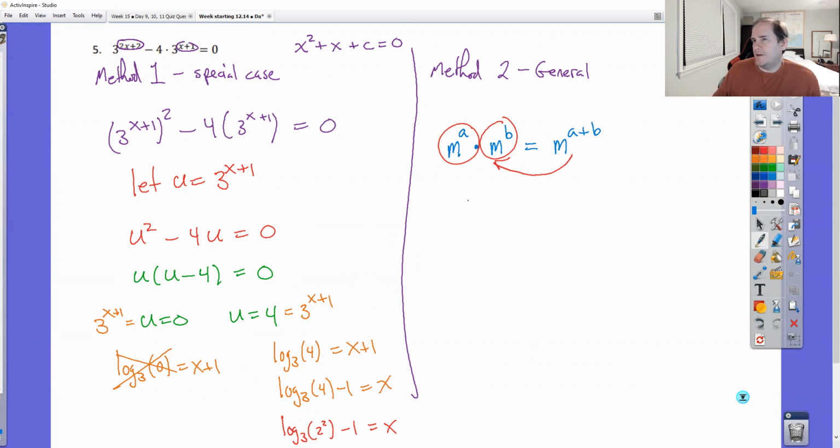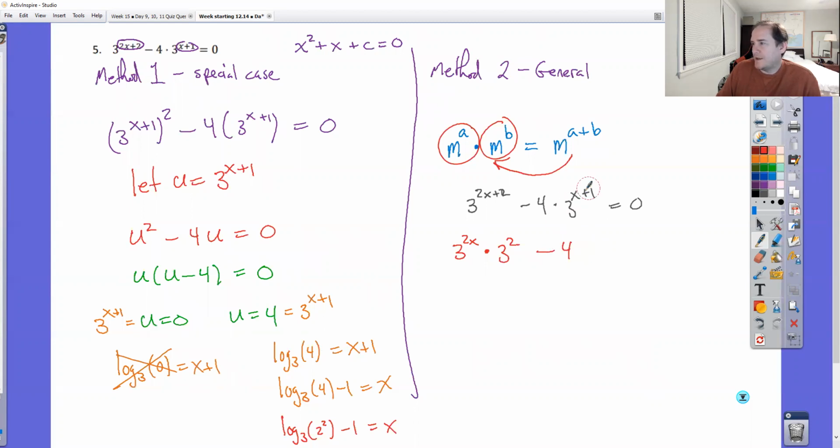So we're going to take 3 to the 2x plus 2 minus 4 times 3 to the x plus 1 equals 0. And what we're going to do is split it according to that rule. So this exponential could become 3 to the 2x multiplied by 3 to the 2. And of course, those would go back together and become 3 to the 2x plus 2. So that move here where we expanded is a completely legal move.